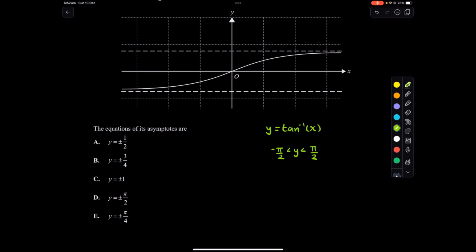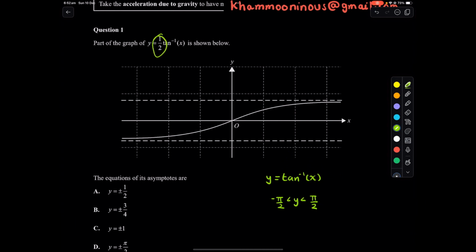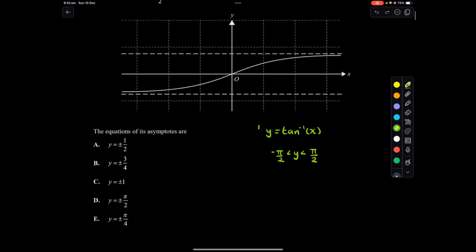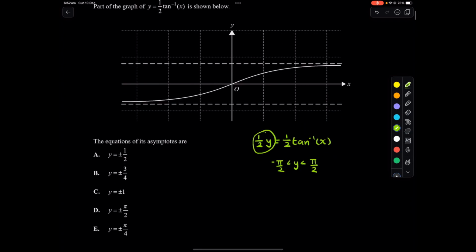So what they've done here is they've just dilated by a factor of half parallel to the y-axis. Imagine they put a half here and multiply this by a half. And so what does that mean? You multiply the equation by a half, and this is the same equation as we have. So what happens to the y values? They pretty much just get multiplied all by a half.